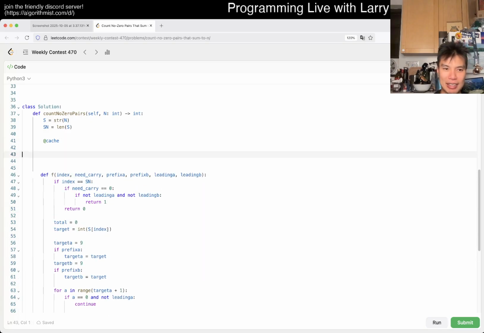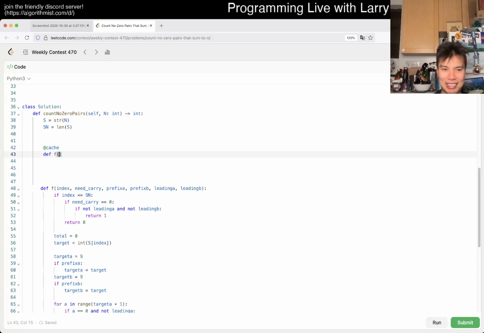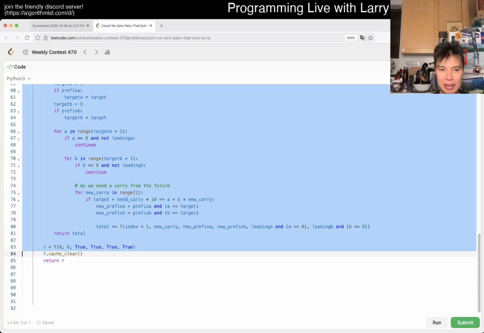So then, how would this look in the other way? And of course, you can also do it bottoms up and stuff, but that part I'm not going to do. So let's say we have index, you have carry. Then now maybe you have a done A, done B. Done A means that the number is done, so it's only all zeros. Basically, reversing out the leading zero. That's what this does. All right.